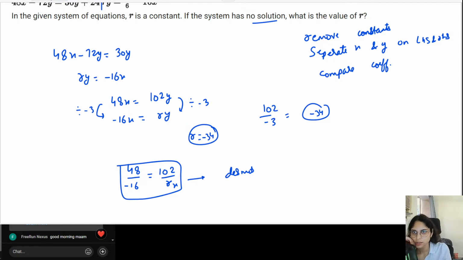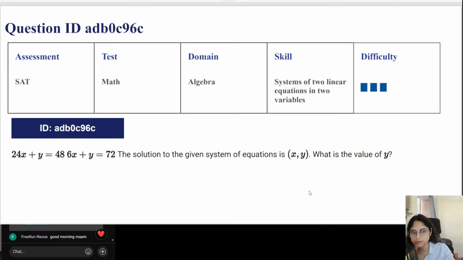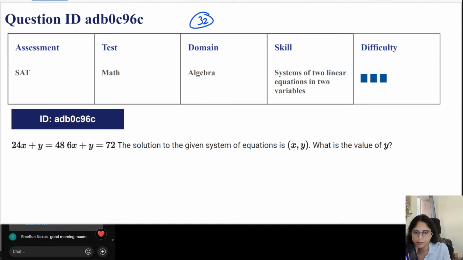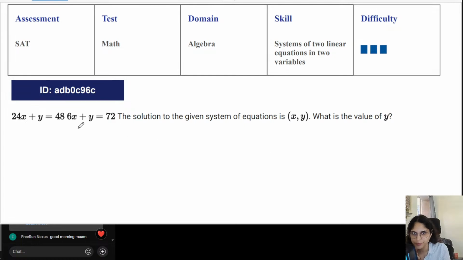Okay. So this also you can do, but just remove the constants whenever they're talking about no solution. That makes the process so much easier and smoother. Next is question number 32, and always check your answers because anybody can make the difference mistake. Anybody can make that mistake.